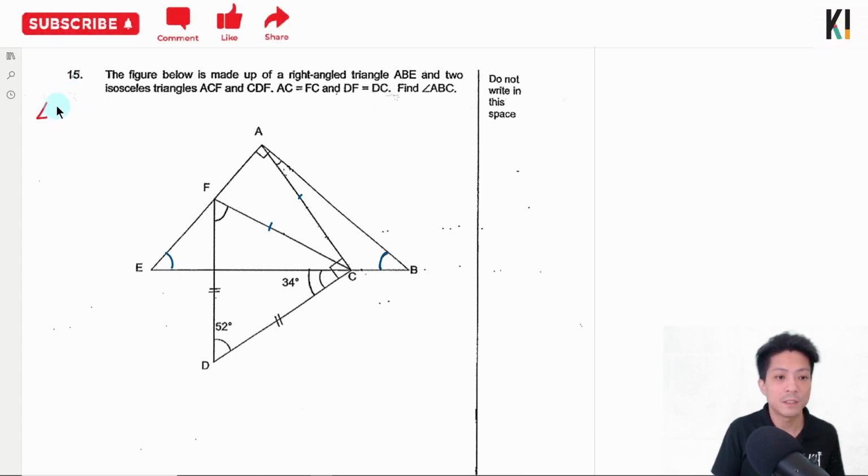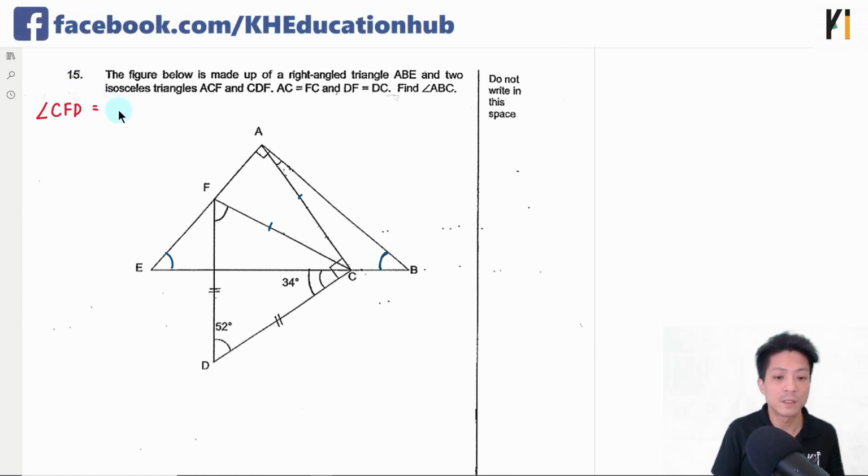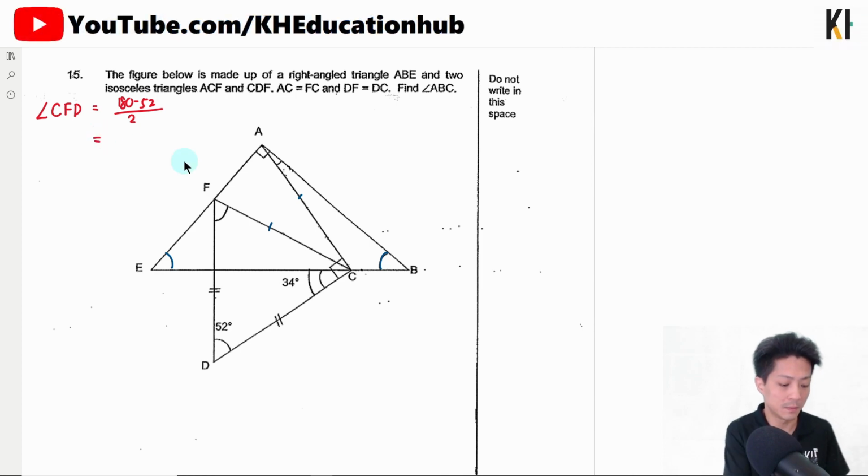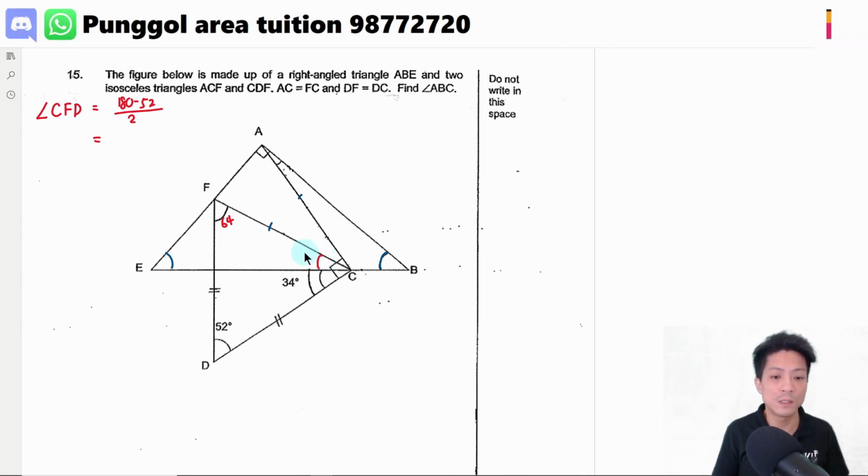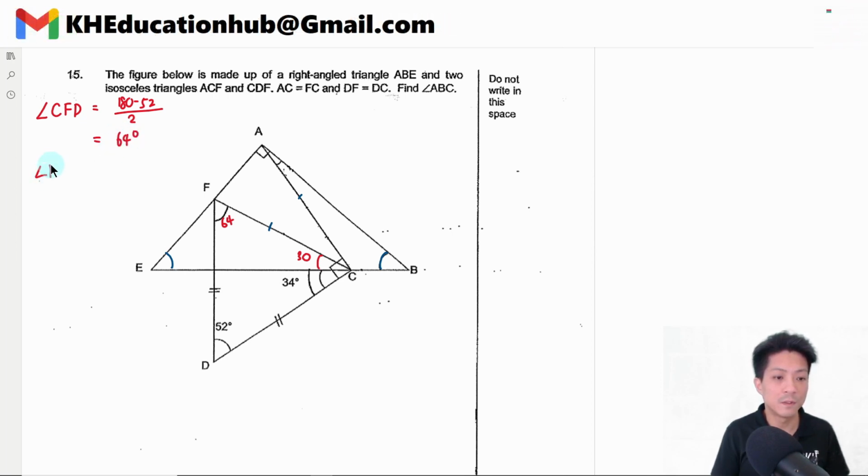I can find angle CFD first because it's isosceles, so 180 minus 52 divided by 2 is 64. So this is 64, and so now I know that this is 30. Let me write it down first. FCE is equal to 30.